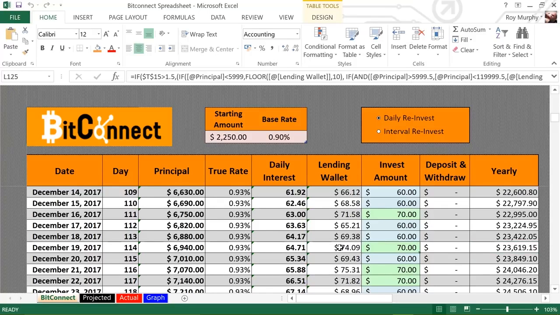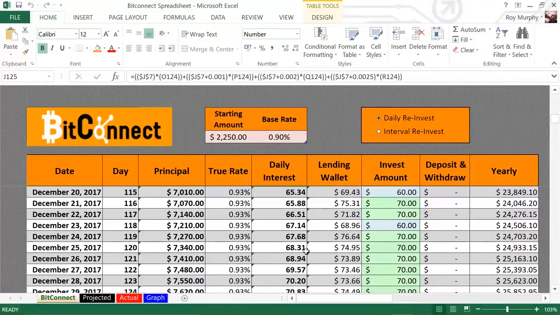So, how does this work as we go along? We go into Christmas time, December 25th. I'm investing $70 a day. Now the thing is that this calculator assumes that you are putting in your daily reinvest every single day, because the most powerful thing in this system is that you use the power of compound interest.